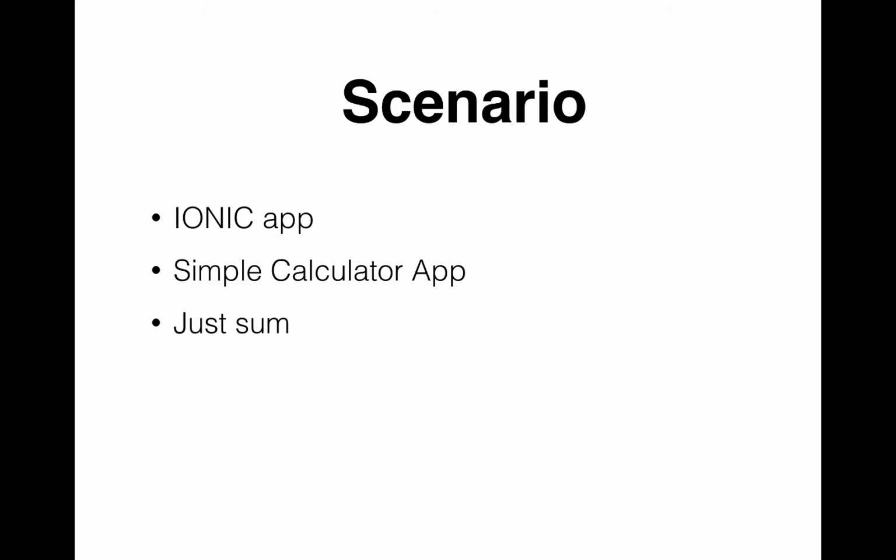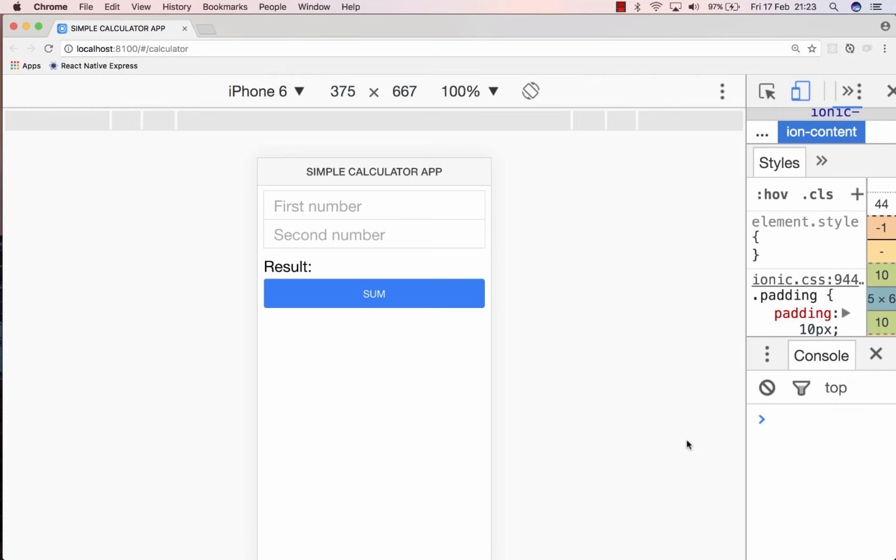To show you a scenario where a unit test can help us, I will use an Ionic app called Simple Calculator app that just sums two numbers and shows the result. This is the Simple Calculator app. Imagine that we are the user that installed this app from some app store, and now we are using it. Let's use this calculator. At the first input, I will put a number 1, and in the second input, I will put a number 2. I will click at the sum button, and wait, this result should be 3. It seems that this calculator has a bug.